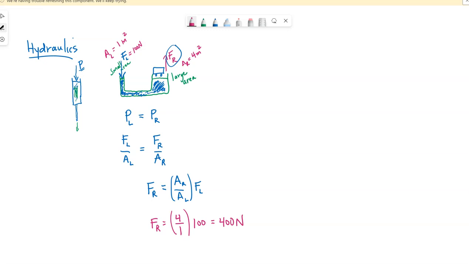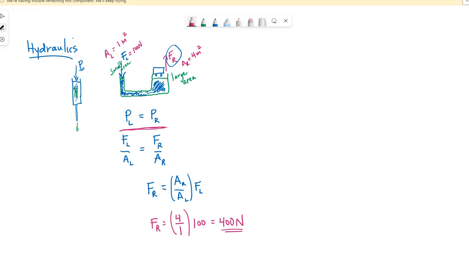The right side's force is 4 times bigger because that cross-sectional area that is essentially going to lift the car is 4 times bigger. And so we essentially get a larger force out because of that pressure being transmitted through equally. So the same pressure on both sides, but more force because of that larger area.